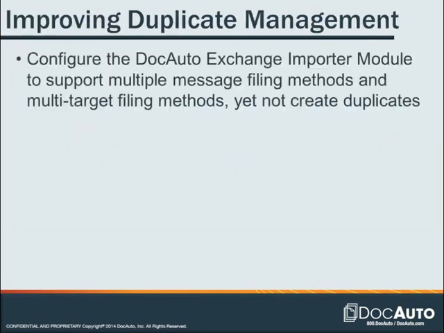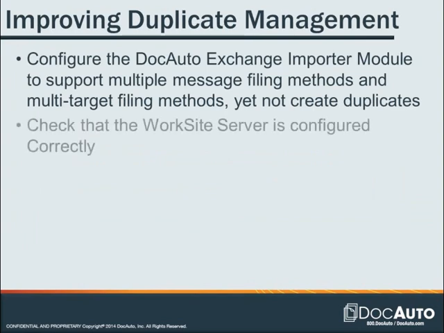So how do we improve the situation moving forward? If you're using the EIM, the Exchange Importer module, look at your filing methods, and make sure you're doing what's appropriate for the different combination of methods that you're using. Make sure your worksite server is configured correctly. The version that you're on and what the settings are will be critical to that, because the server behaves different ways in different versions.